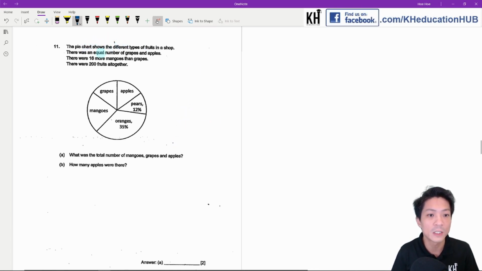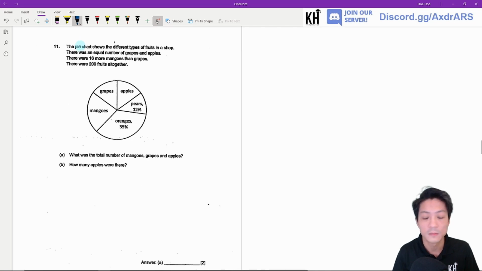Question 11 is a pie chart question. Again, it is not tested this year due to the COVID situation, but I'm still going to go through it. The pie chart shows the different types of fruits in a shop.